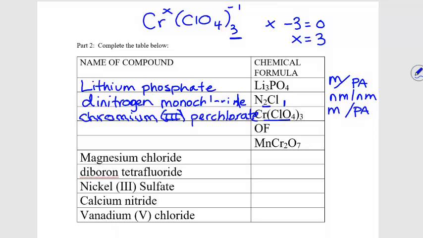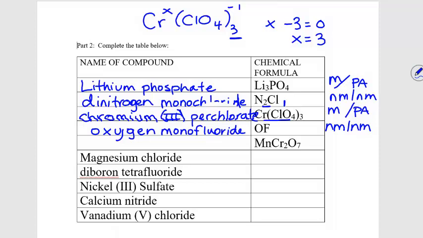The next compound's binary. There's only 2 capital letters. They are 2 nonmetals, so that's when we use our prefixes. This is oxygen. Remember, the first nonmetal only gets a prefix if there's more than 1 of it. Oxygen monofluoride. Second nonmetal always gets a prefix.